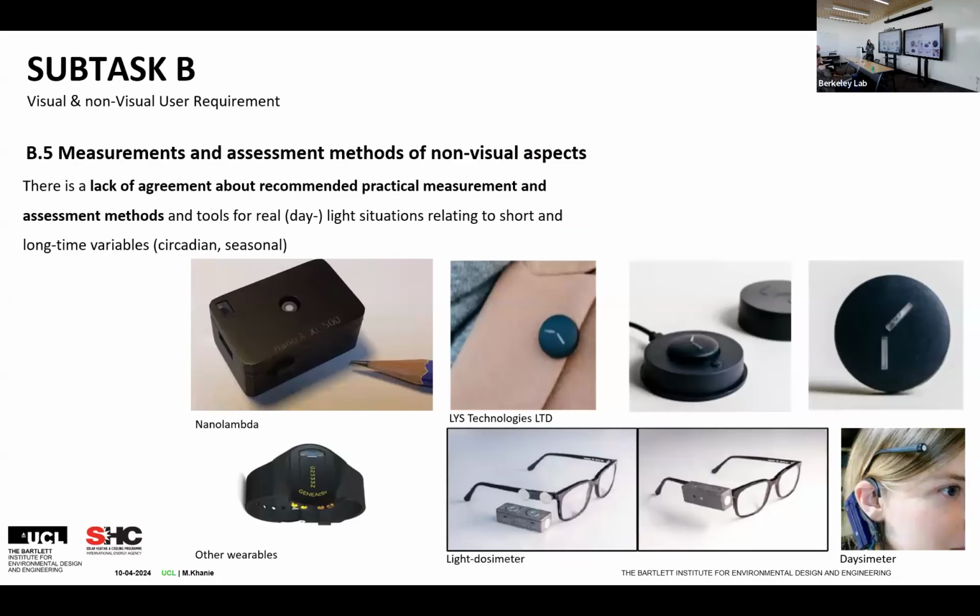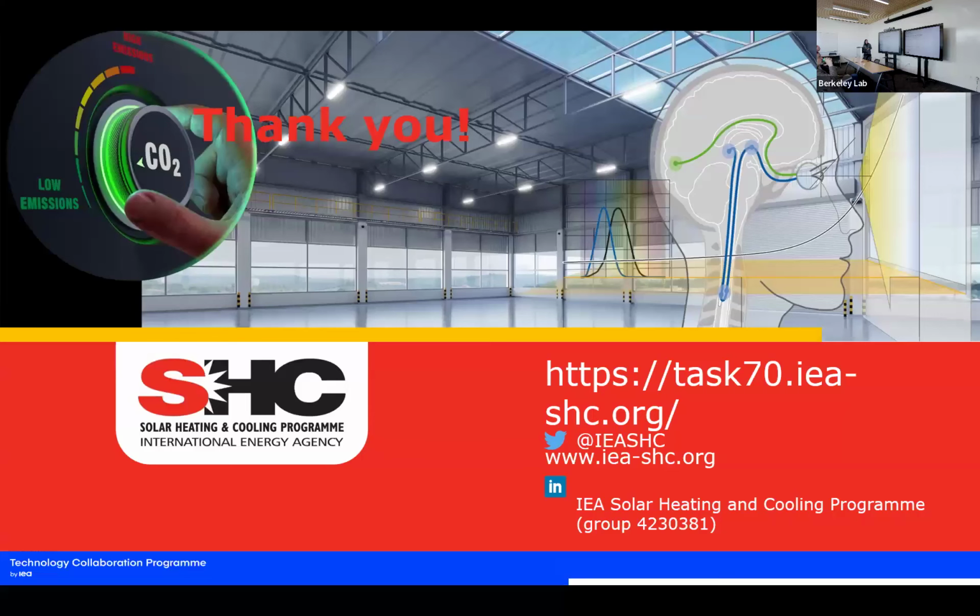And finally, measurement and assessment methods of non-visual aspects. This is also a very important aspect where we know that there is a lack of agreement about the recommendations. So the activities under this task are also towards bridging this gap, understanding what we have now, how we can coordinate between the different groups, and how we can come up with protocols that can be used across the research disciplines to address this lack of agreement. And yeah, that's me and the overview of the task.